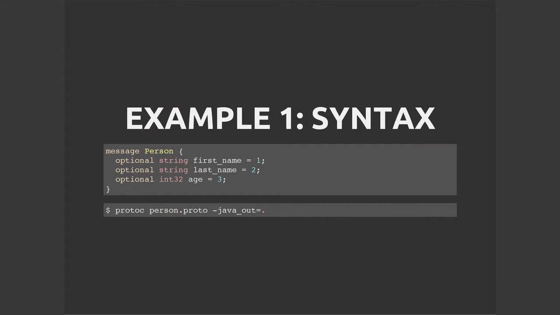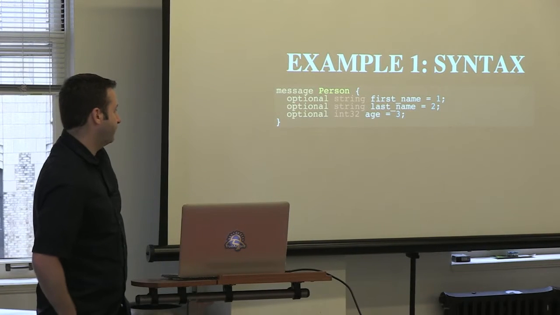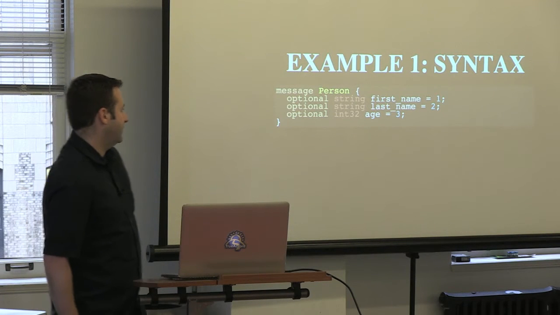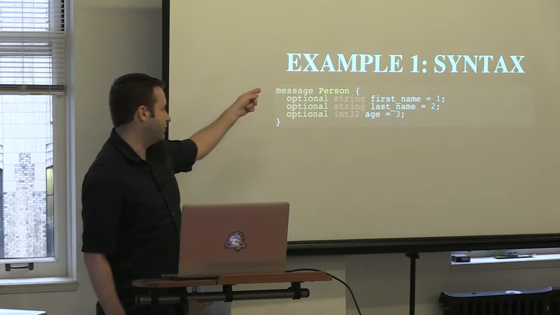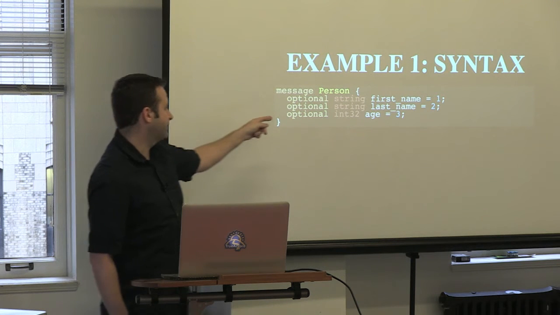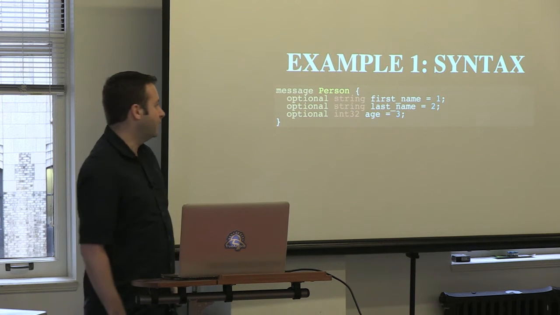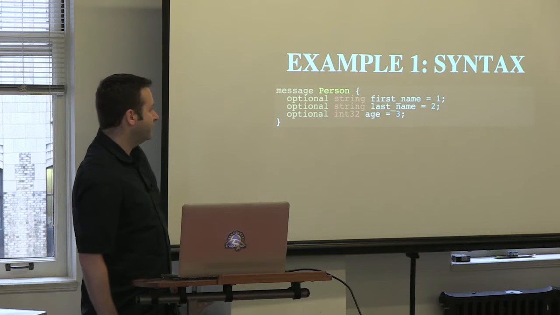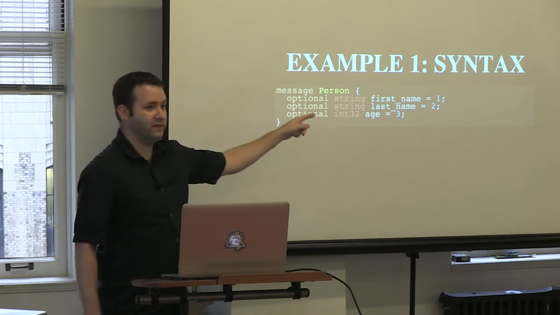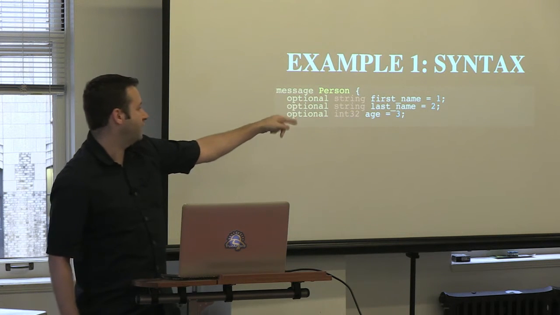So this is the example. This is what a protocol buffer looks like. I hope this is large enough. This is an example of a person object, and it has three fields. The first two are of type string, the first name and the last name, and then there's an age field at the bottom. And every field comes with a tag number at the right side. It's 1, 2, and 3.